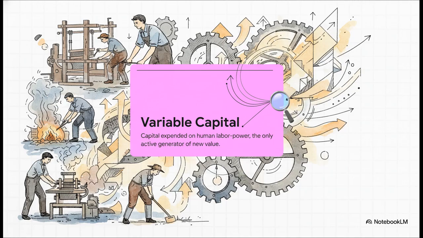This is the portion of the investment expended entirely on human labor power, meaning wages. In this model, variable capital is the active, dynamic ingredient. Because human beings uniquely have the capacity to produce way more value than they actually consume to survive, this is the literal only part of the investment that actually generates new surplus value during the production process.